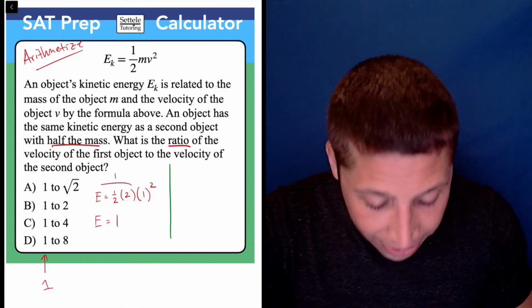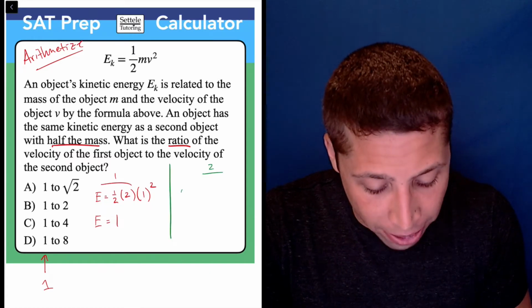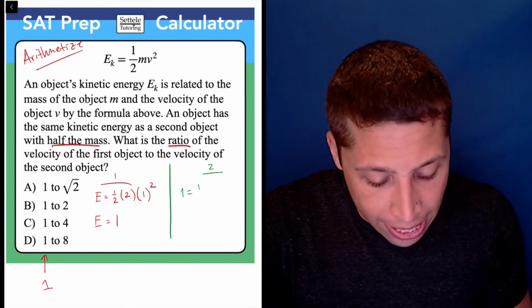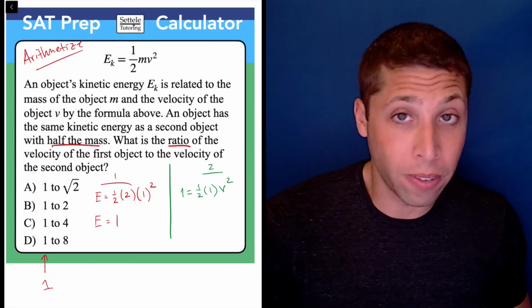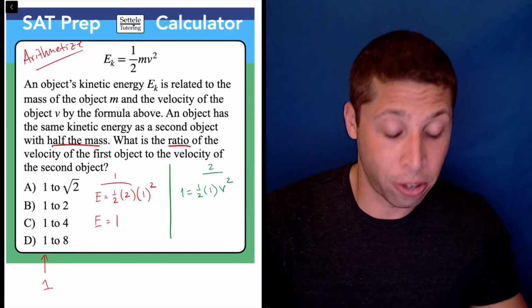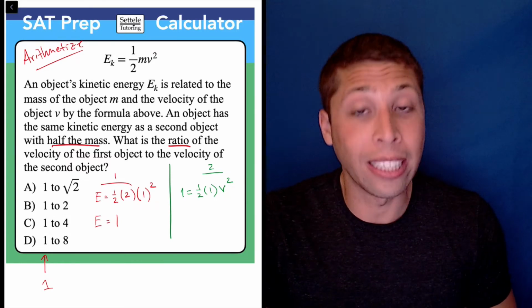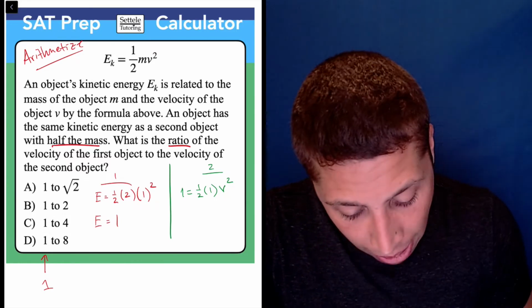Now I have a second object that has the same energy, so that is going to be 1. It's going to have half the mass, so that's 1, and we're trying to solve for the velocity. That way we can compare the two. So here we just need to kind of clean up this algebra. So what would I do? Well, I want to get v alone.